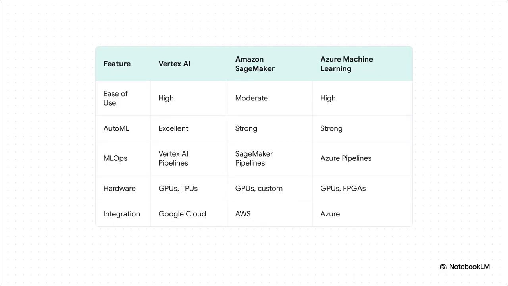And when you lay them all out like this, a pretty clear pattern emerges. You can see that Vertex AI and Azure really stand out for being easy to use, while SageMaker is often seen as being more for the power user. But look at that last row, ecosystem integration. This is often the most critical factor. Each of these platforms is woven so deeply into its parent cloud, Google, AWS, or Azure. That gives you huge advantages, but also means you have to think really hard about vendor lock-in.